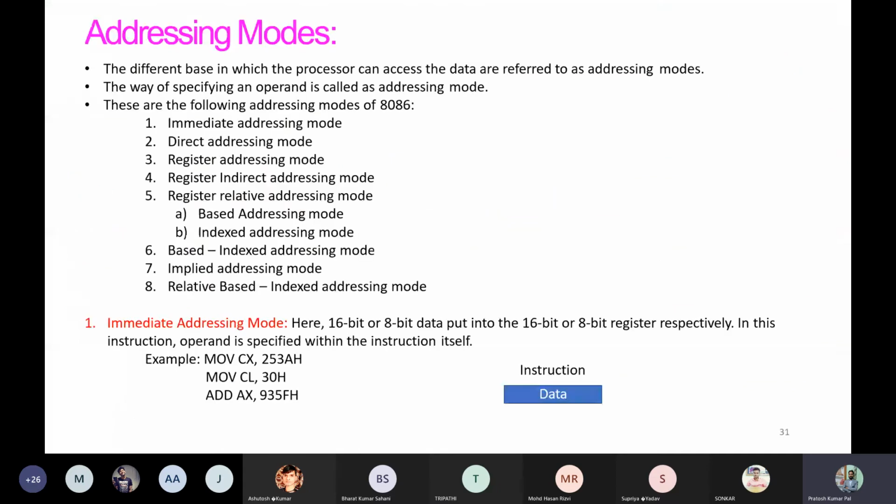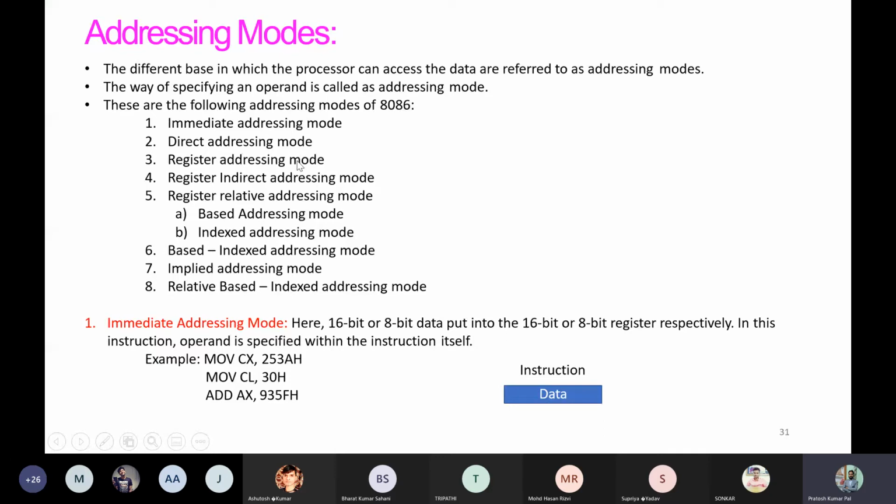Once we have found the different memory addressing types, we will now define the addressing modes. Based on that, the first one is immediate addressing mode. The second is direct addressing mode, then register addressing mode, then register indirect addressing mode, and then register relative addressing mode.